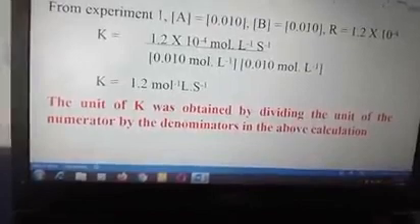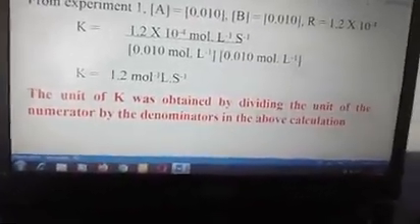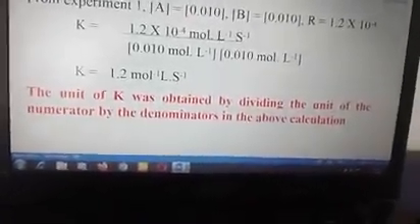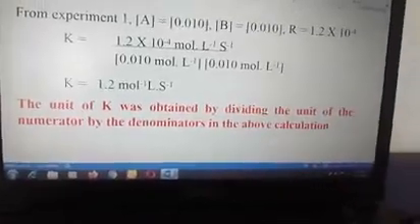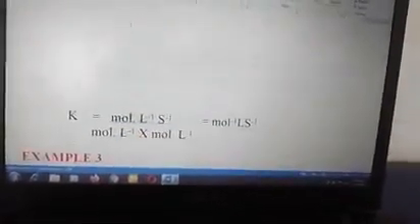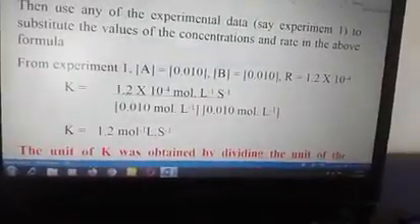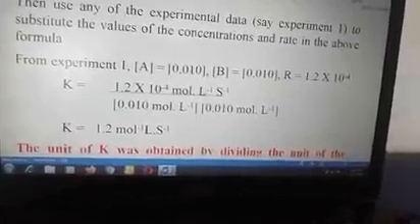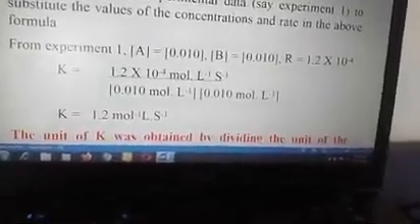The unit of K was obtained by dividing the unit of the numerator by the denominator in the above calculation. So the numerator is mole per liter per second, as you can see there. The denominator has mole and mole in each concentration term. So mole times mole gives you mole squared, as you can see.